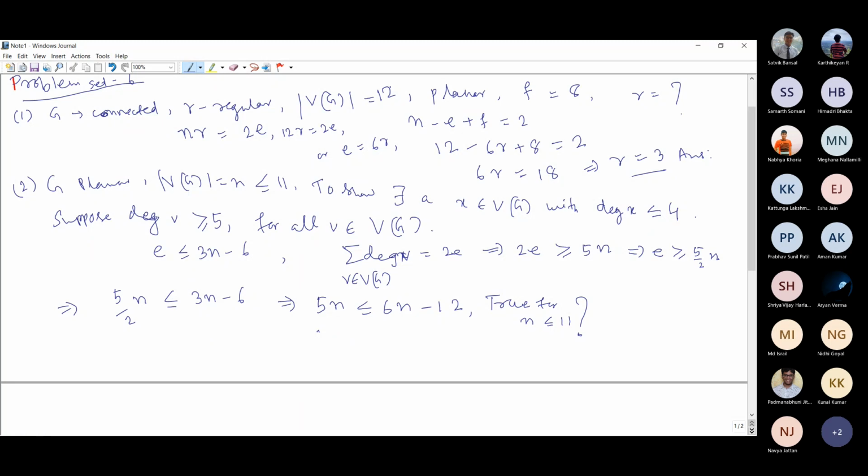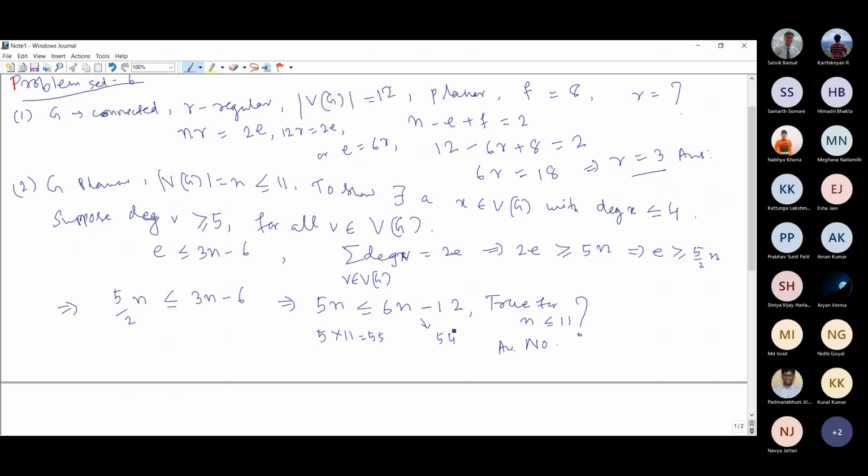So what happens to this inequality when n equal to 11? Whether this inequality holds true for n equal to 11? It does not hold true. Okay, it does not hold true. Right? Then this is a contradiction, right? That 5 into 11, that you are getting here is 55. And on this side, you are getting, okay, this value will get 54, I feel. Okay, so it doesn't hold true. Answer is no here.